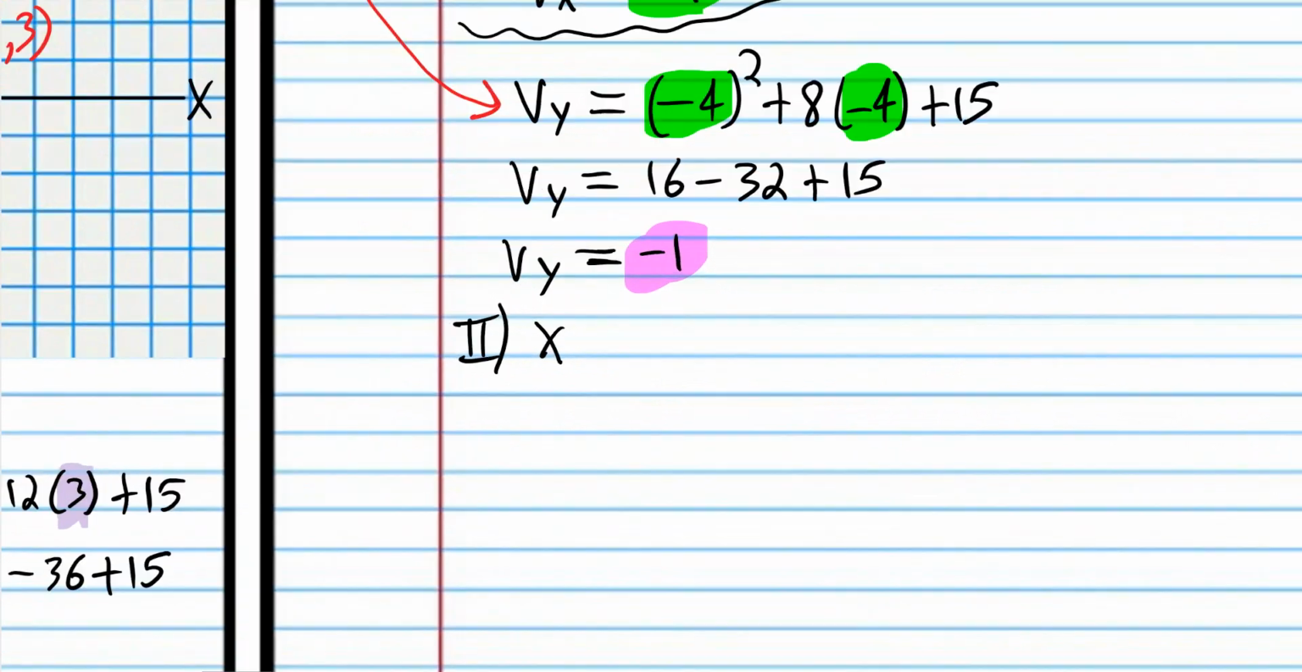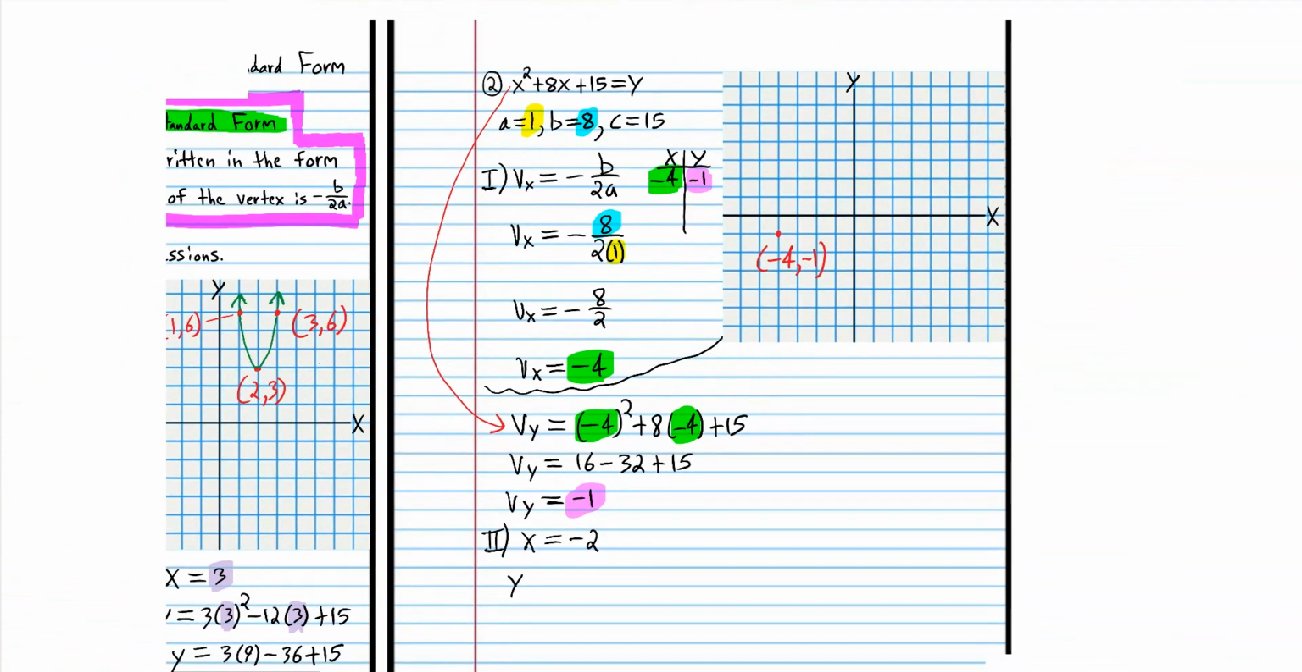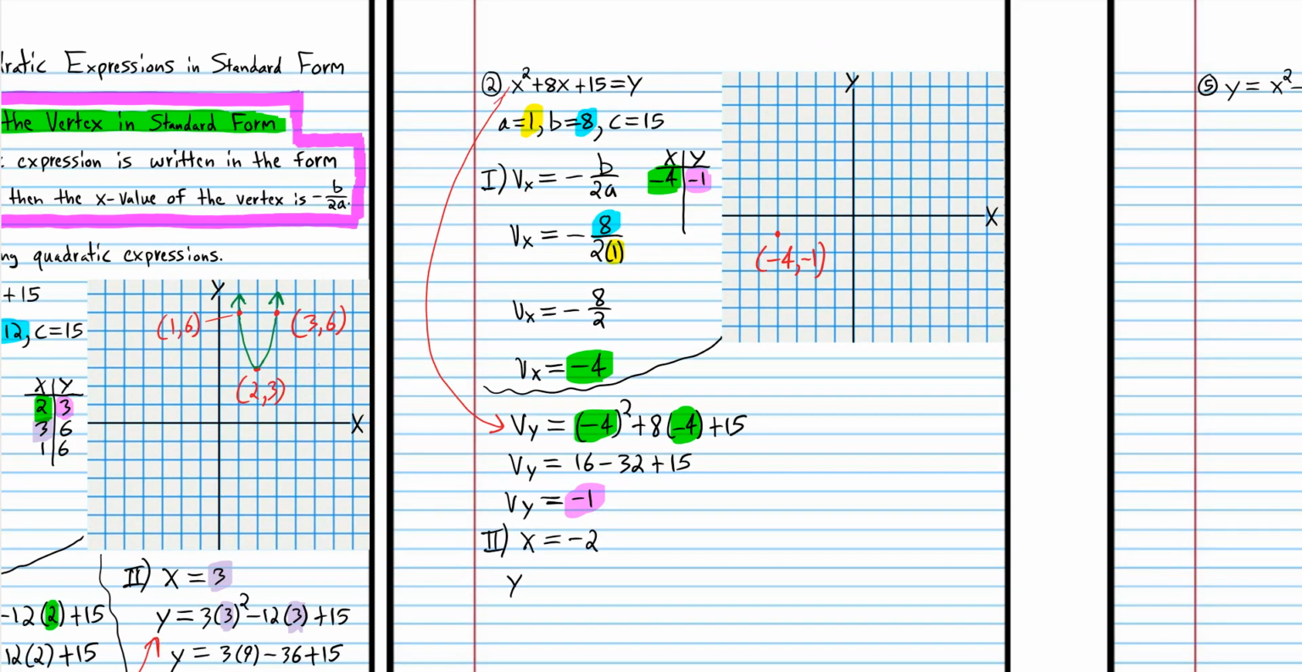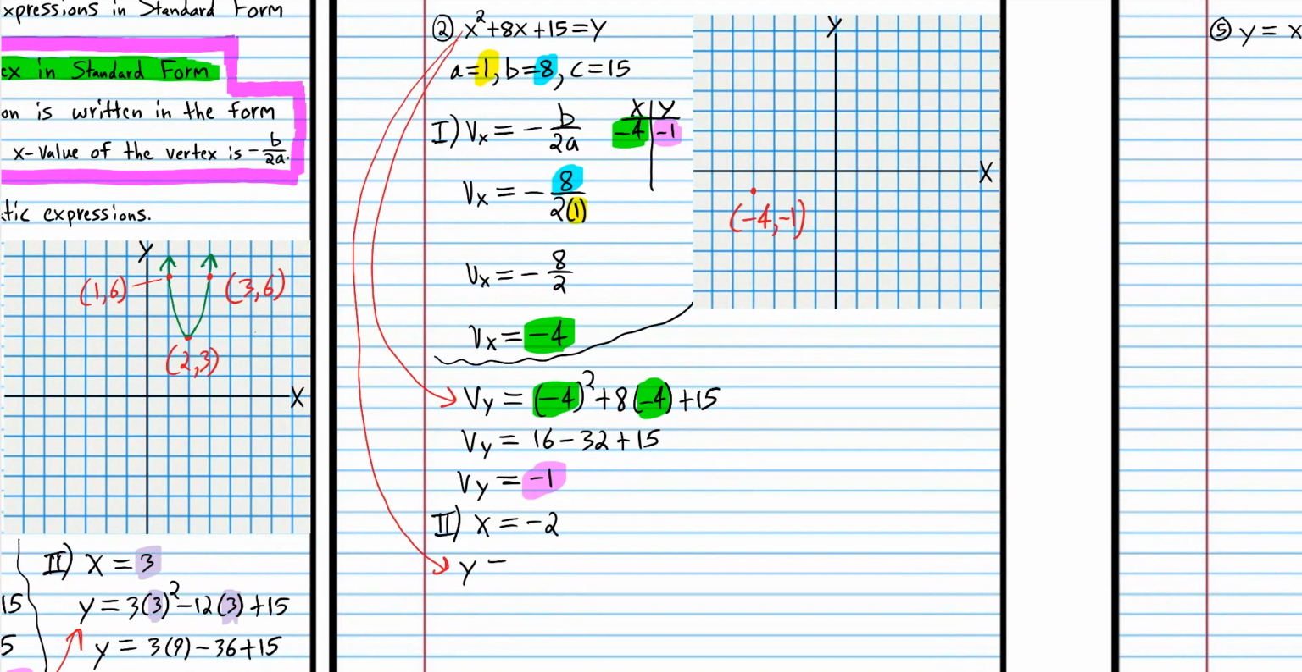Okay, so if x equals negative 2, what is the corresponding y value? Well, to figure that out, again, you have to use the original equation. And we're going to plug in negative 2. So we have negative 2 squared plus 8 times negative 2 plus 15. And just doing the math, we get 4 minus 16 plus 15.